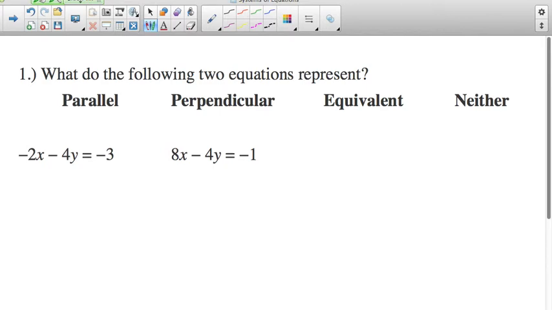So copy it down. What do the following 2 equations represent? Parallel, perpendicular, equivalent, or neither? Equivalent just means, are they the same exact line? These are a type of question you're going to see in your homework tonight. So copy it down. And we have 2 equations here.